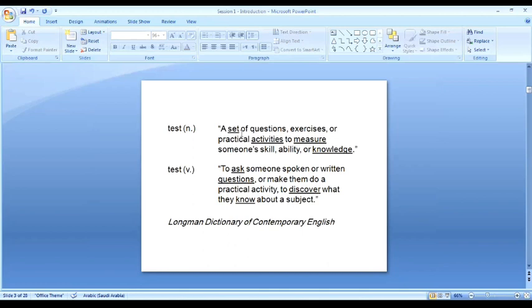So they said a set of questions, this is a test, or exercises or practical activities to do what? To measure someone's skills or ability or knowledge. In order to measure his knowledge or his ability, we have to ask him a set of questions or exercises. And also as a verb, to ask someone spoken or written questions or make them do a practical activity to discover what they know about the subject. And this is a test.